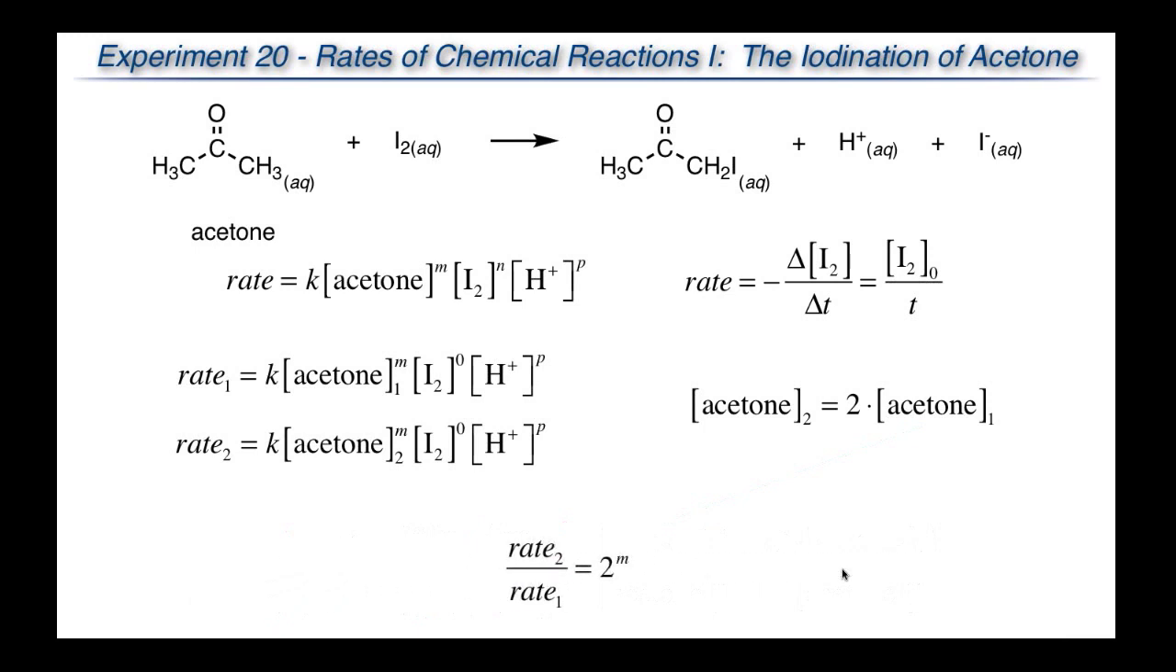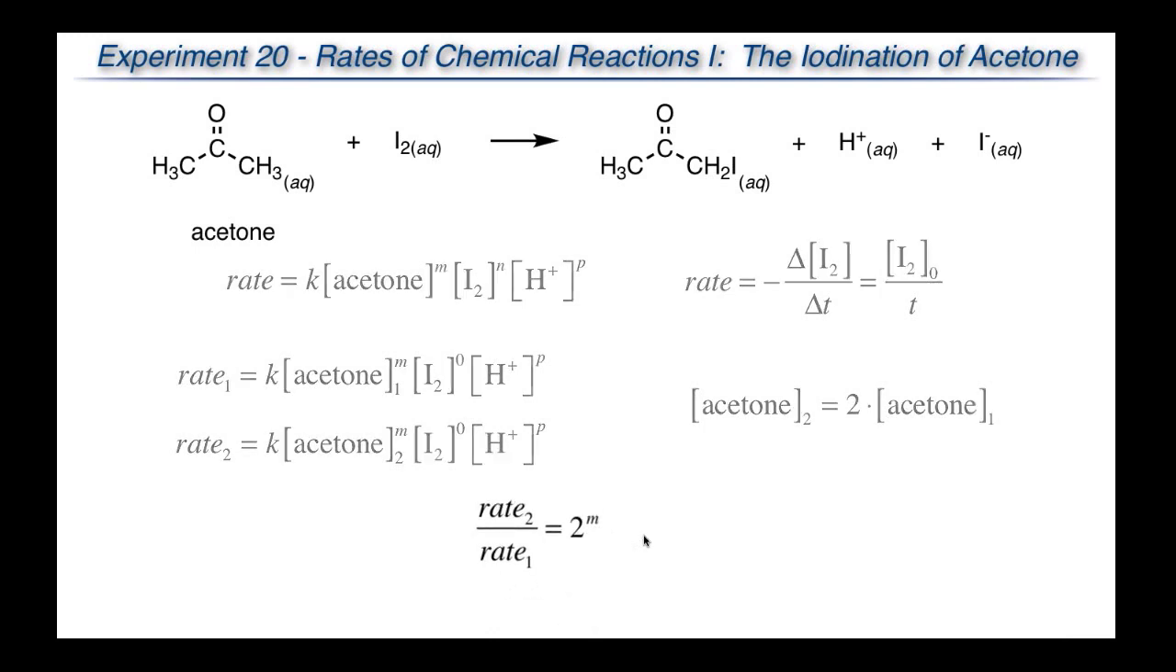And the whole messy equation nicely simplifies down to the rate that we calculate under conditions 2 divided by the rate that we calculate under conditions 1 equals 2 to the m power. And as we saw in lecture, we can very simply solve for the exponent m here and get the order of the reaction with respect to acetone in this case.